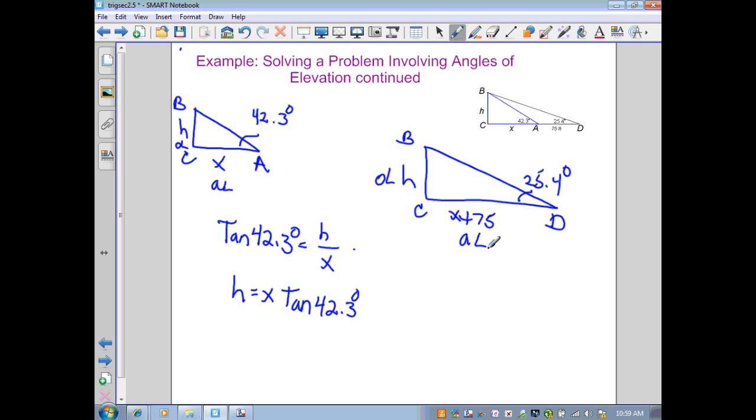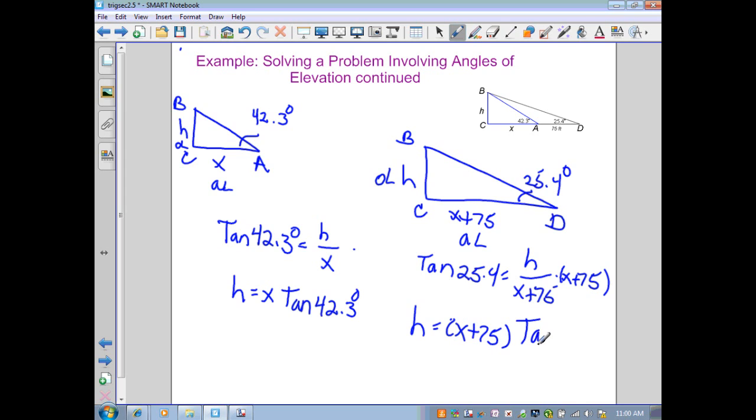Again, I'm going to use tangent, opposite over adjacent. Tangent of 25.4 degrees equals opposite, which is H, over adjacent, which is X plus 75. I can solve for H, and when I do, multiplying both sides by X plus 75, I get H equals X plus 75 times tangent of 25.4 degrees.